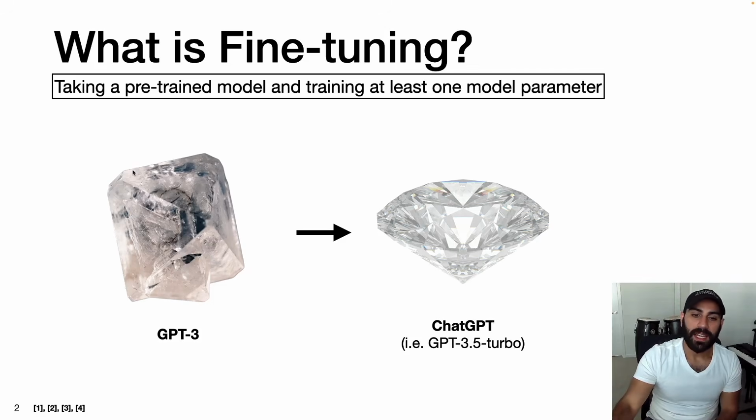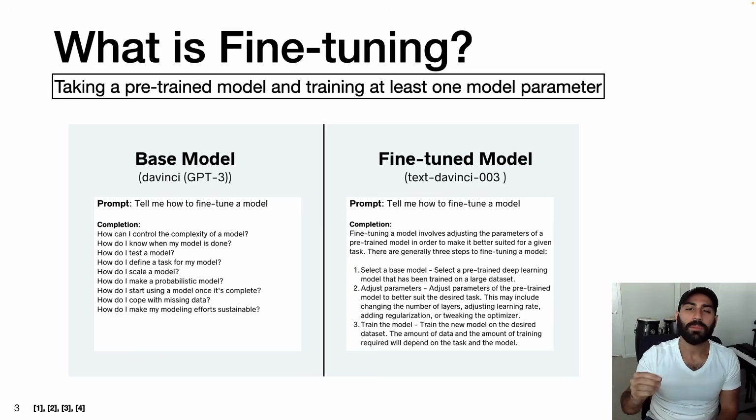So the process of taking the raw base model of GPT-3 and transforming it into the fine-tuned model of GPT-3.5 Turbo, for example, is what gives us applications like ChatGPT or any of the other incredible applications of large language models we're seeing these days. To get a more concrete sense of the difference between a base model like GPT-3 and a fine-tuned model, let's look at this particular example.